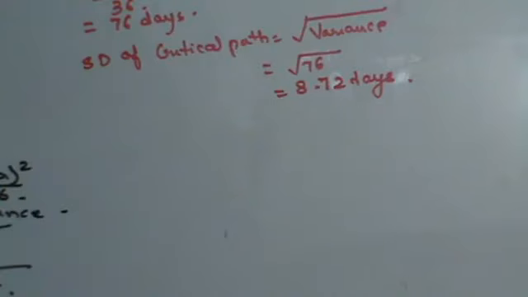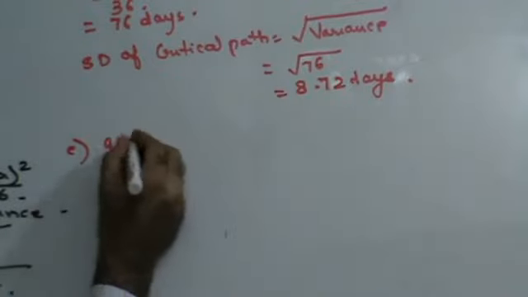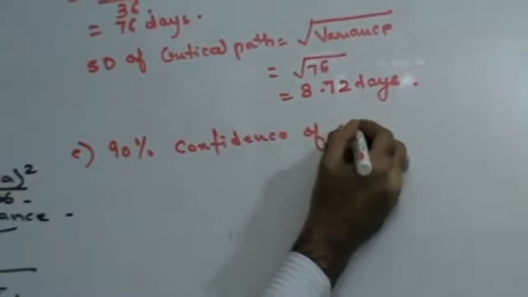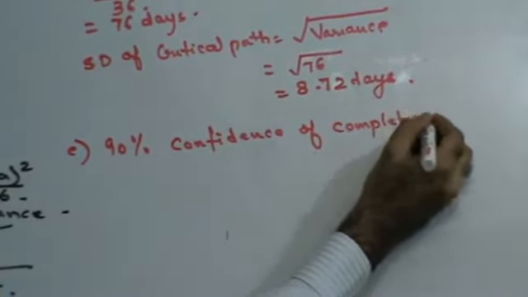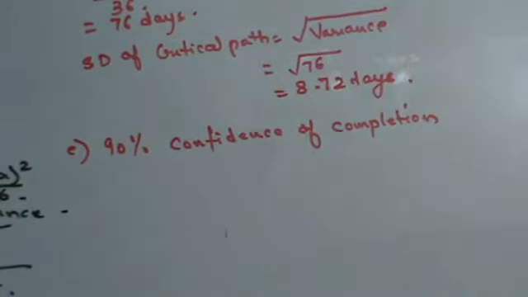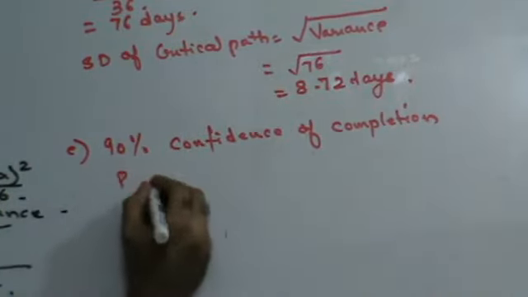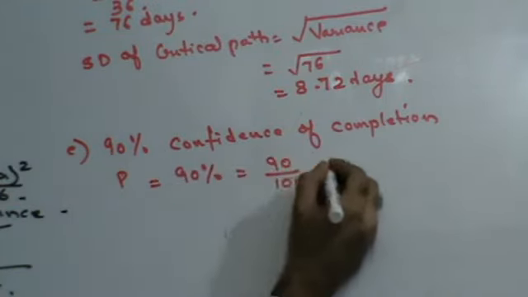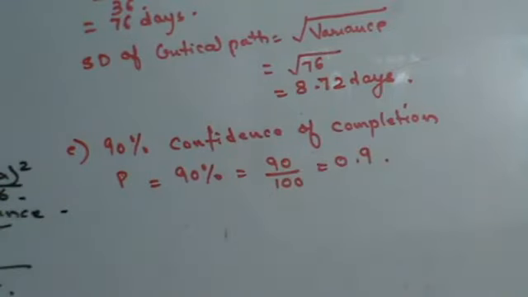Now let's see what questions they've asked us. They said draw the PERT network and find the expected project completion time. We've already done them. What project completion time will have 90% confidence of completion? I want 90% confidence of completion. That means my probability should be 90%, which is 90 upon 100, nothing but 0.9.